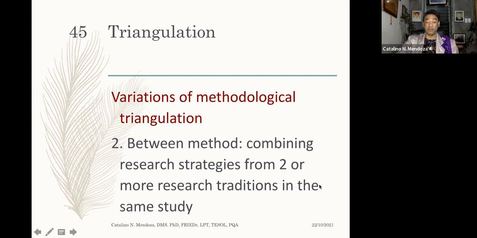Number two, within method, combining research strategies from two or more research traditions in the same study. One is survey, the second one is focus group discussion, and the third one is interview. So let's eliminate the survey because it focuses on quantitative, although there are also surveys that are descriptive. But let's talk about the last two, which are focus group discussion and interview.